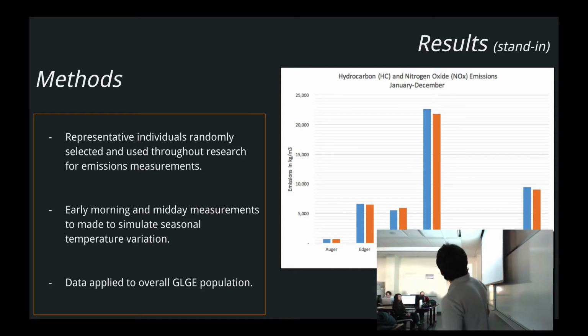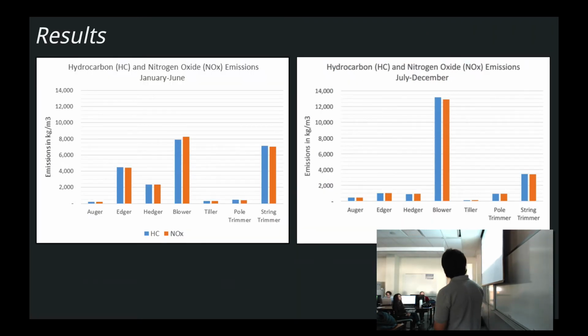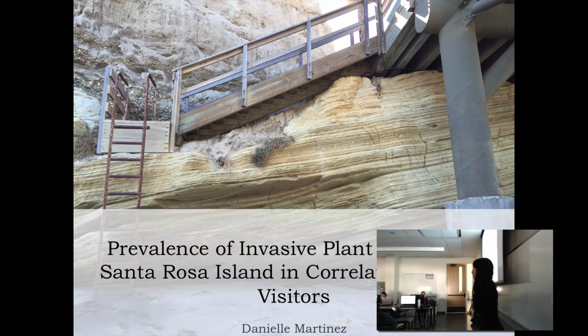So we have some overall data that shows that leaf blowers are by far the most polluting, largest generators of emissions, closely followed by string trimmers and everything else. And those are the preliminary results, and I'm looking forward to doing further analysis to break down what that looks like month by month. So any questions?